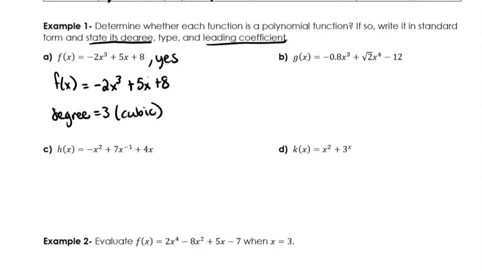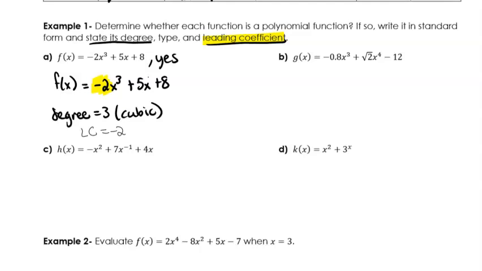The leading coefficient is, once you have it in standard form, the number in front of the biggest power, so x cubed, the number in front of that is -2. So the leading coefficient is -2. All right, let's try this again.